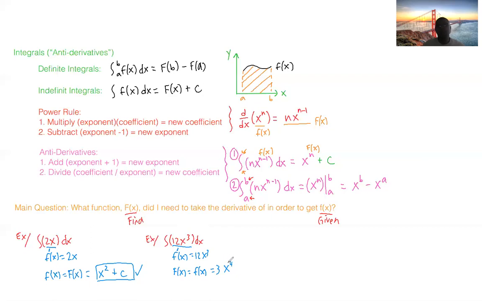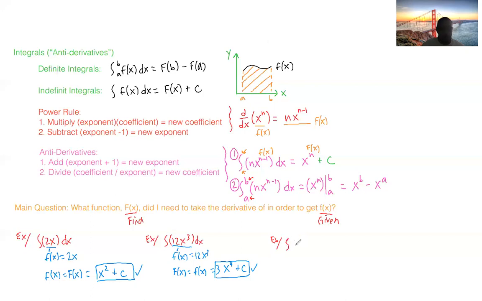And just in case you want to check, do the power rule on this. So 4 times 3 is 12. Subtract 1 from here is x to the 3rd. So now you know that this is your big F of x. Because the interval is not defined, you tack on a plus c. And this is your answer for this one. One more indefinite integral, and then we'll have some fun with this.